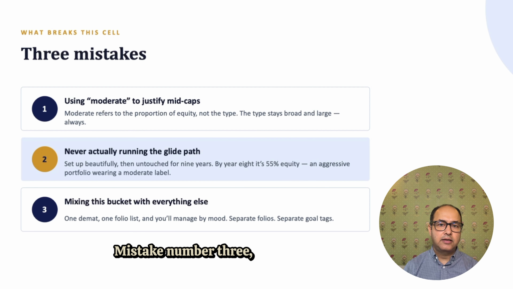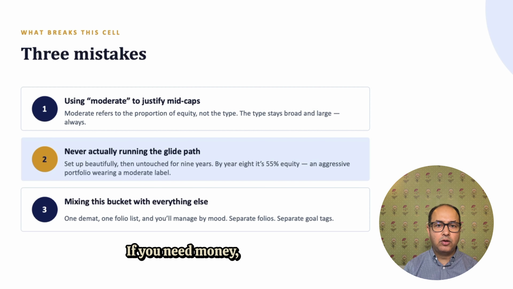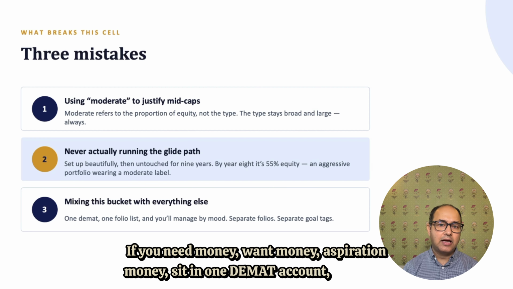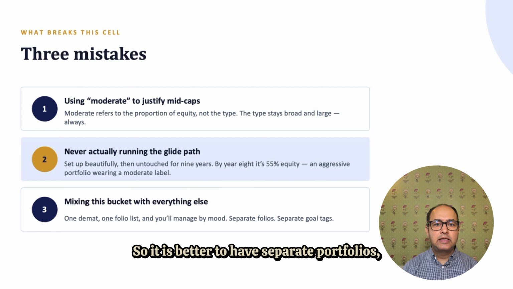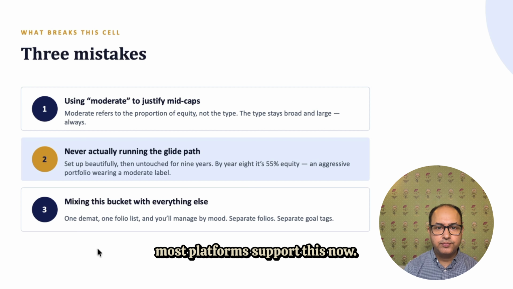Mistake number 3, mixing this bucket with everything else. If need money, want money, aspiration money, sit in one demat account, one folio, it is very hard to segregate. So it is better to have separate portfolios, separate folios, and there should be a goal tagging for the same. Most platforms support this now.